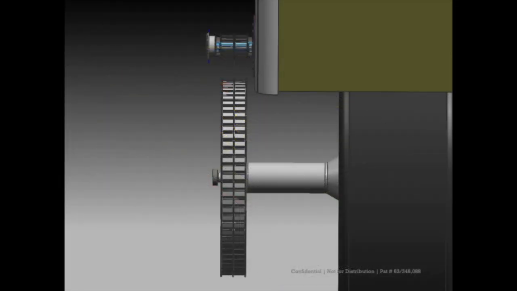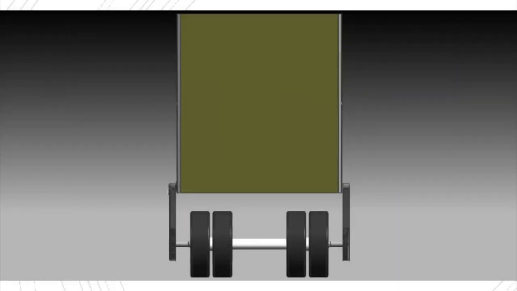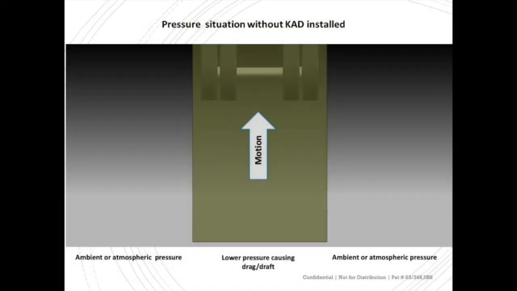This is a view looking at the rear portion of the trailer, showing the left wheel gear and left turbine pulleys. This is a view of the rear of the trailer with the CAD installed. Here an illustration depicts the rear of the trailer without CAD installed.